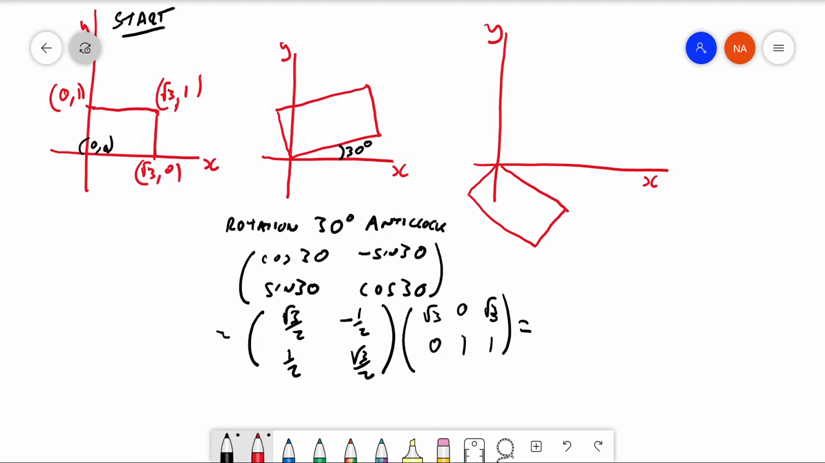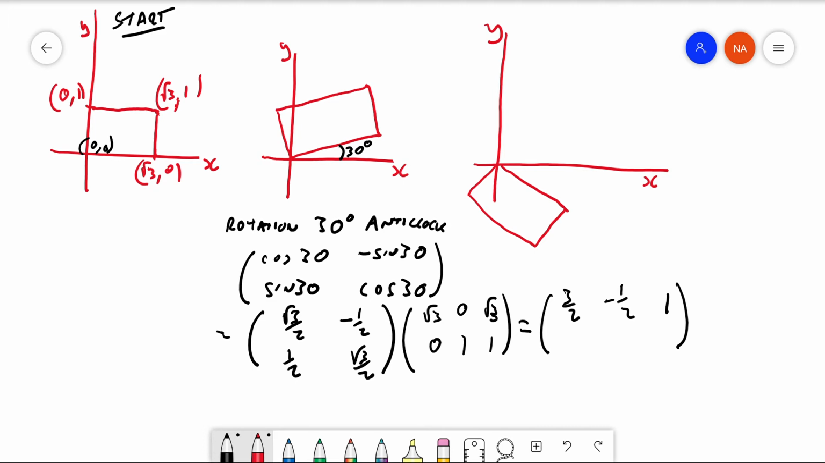Here we go. Just do some multiplying. Times the first one, I'm going to get 3 over 2. And then 0 there and negative a half there. Yep. And then 3 over 2 minus a half. 3 over 2 minus a half is 1. So I'm just making my head go round and round. You can check these. Hopefully I'm doing them right.